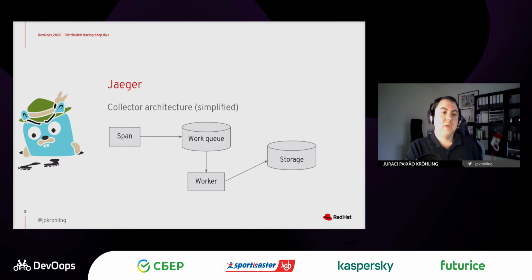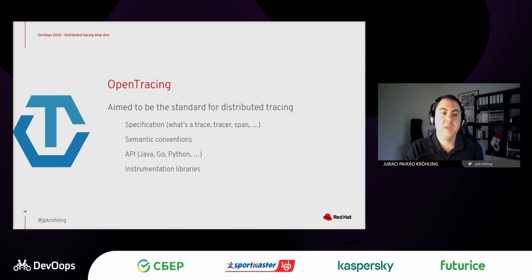All right, so that's pretty much what I had on the theory behind Jaeger. And now the next topic is OpenTelemetry. But to talk about OpenTelemetry, we have to talk about a couple of projects before. The first one is OpenTracing. OpenTracing was a project aimed to be the standard for distributed tracing. One of the deliverables for OpenTracing was a specification saying what is a trace, what is a tracer, what is a span. The second deliverable was a document called the Semantic Conventions.